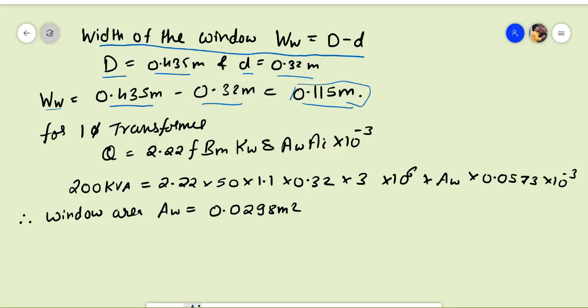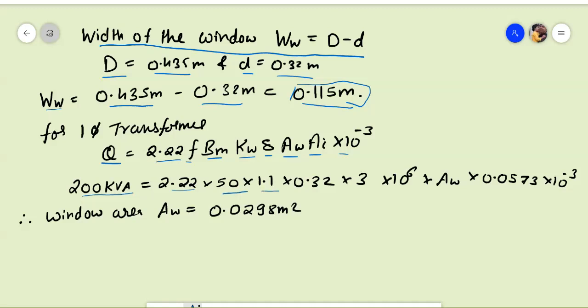0.115 meter. For a single phase transformer, we have the equation that Q is equal to 2.22 into frequency into Bm into the winding factor Kw into delta into Aw into Ai into 10 to the power minus 3. We know that in the question Q is given as 200 kVA. So we are equating 200 kVA with this formula 2.22. Frequency in India is 50 hertz.